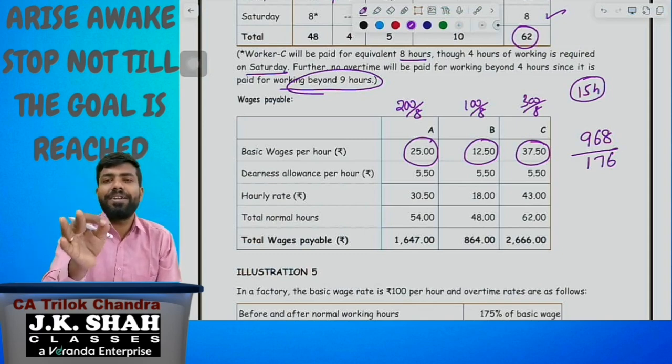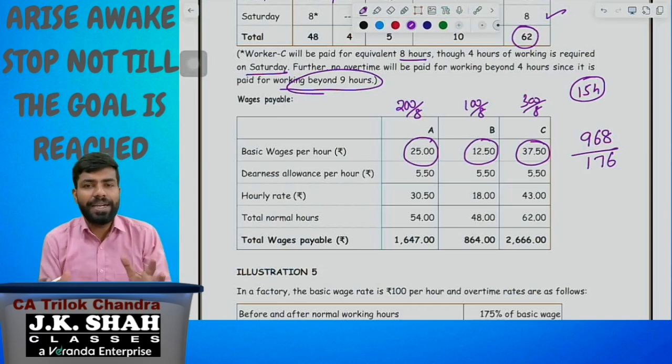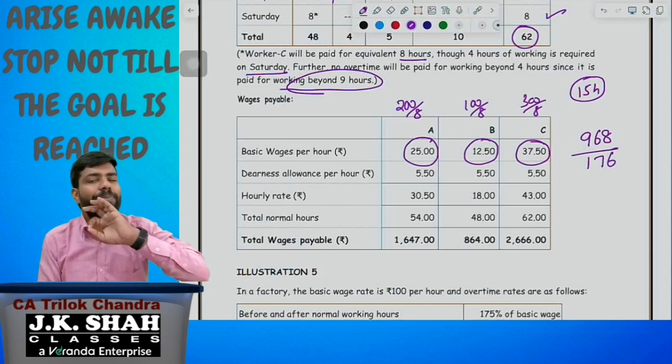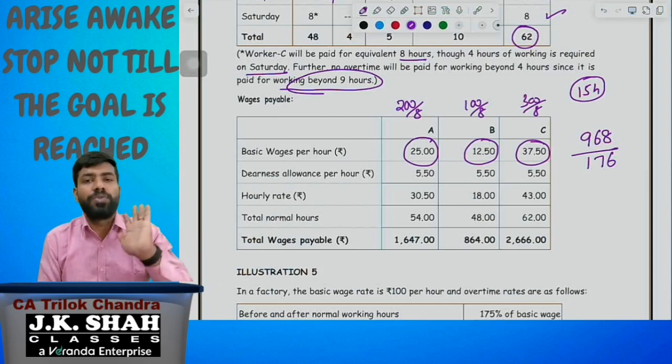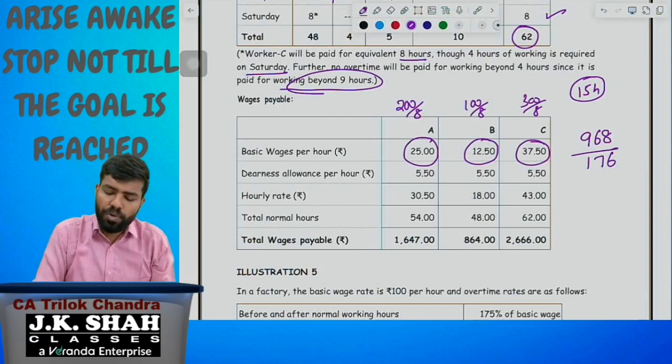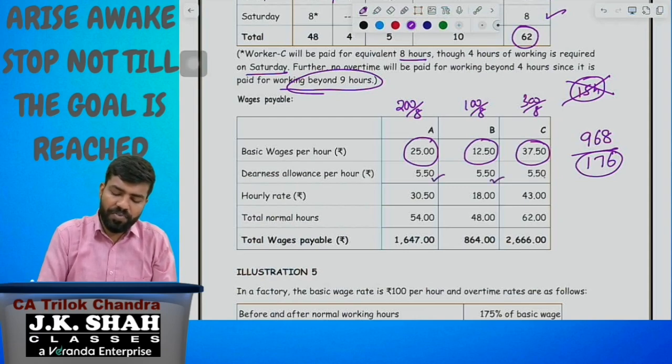They clearly mentioned DNS allowance will be paid irrespective of the wage rate and including the leaves. So including the leaves, total it is 176. So I am taking 176 but not the 154. So 968 divided by 176, 5.5, 5.5, 5.5. Together comes to 30.5, 18, 43. That is the wage rate.